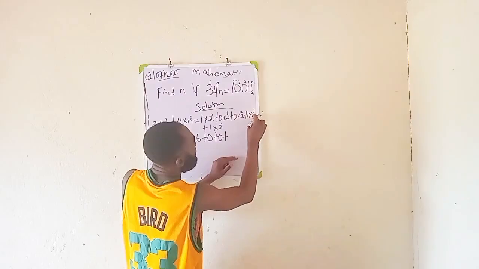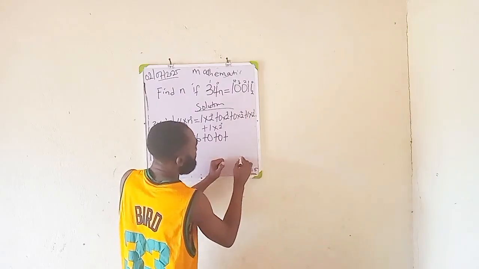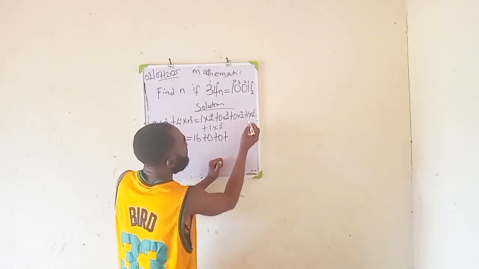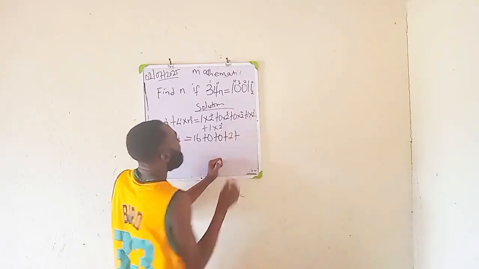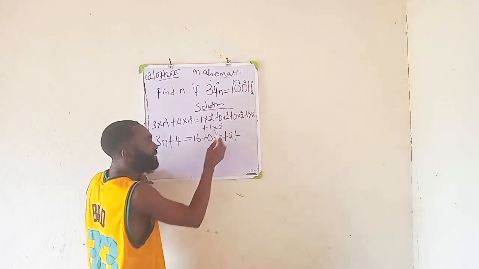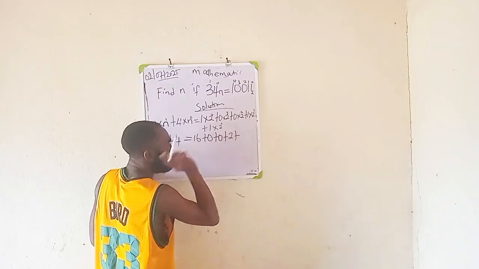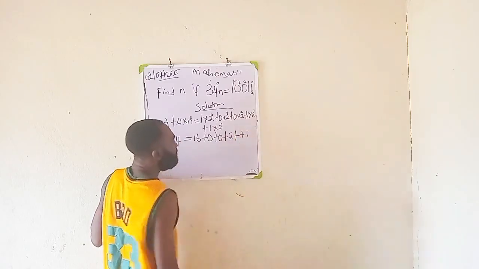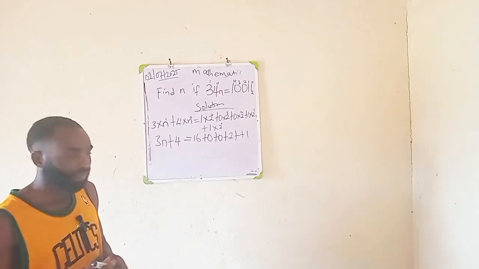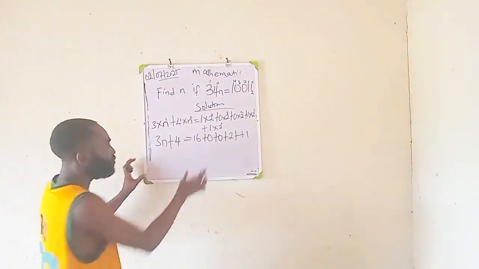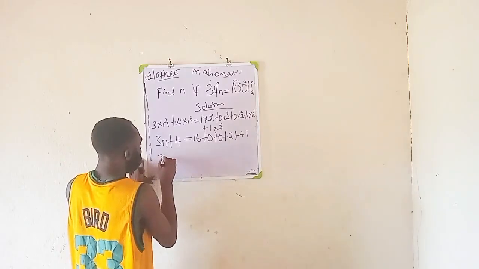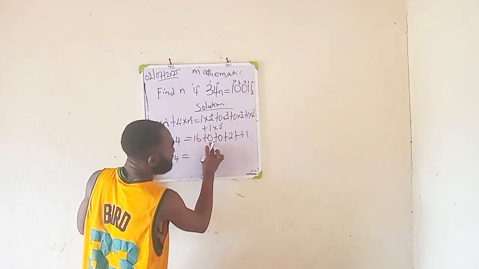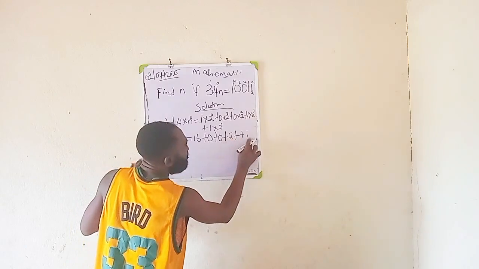plus 1 times 2 raised to the power of 1. 2 raised to the power of 1 means just 2. It's telling you that you have just 2 a single time. So 1 times 2 is still 2, plus, and again, as I explained before, anything raised to the power of 0 is 1. So 2 raised to the power of 0 is 1. So 1 times 1 will give you 1. So now we are going to sum everything. So we have 3n plus 4 is equal to 16 plus 0 is 16, plus 0 is 16, plus 2 is 18, plus 1 is 19.